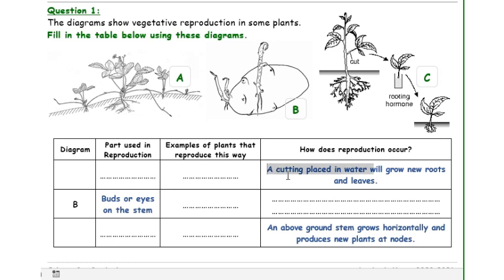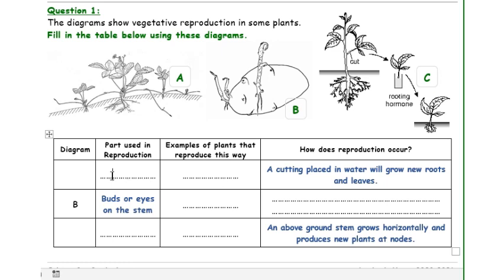Okay. A cutting placed in water will grow new roots and leaves. So we have one plant. We take a cutting from this plant. We put it in water, and this will produce a new plant. So this is an asexual reproduction that doesn't require the union of the female eggs with the pollen grains.